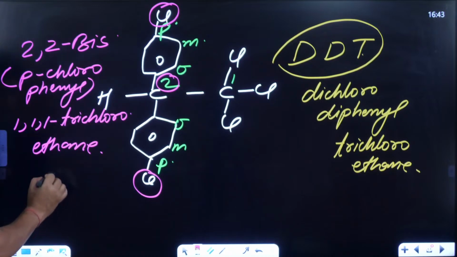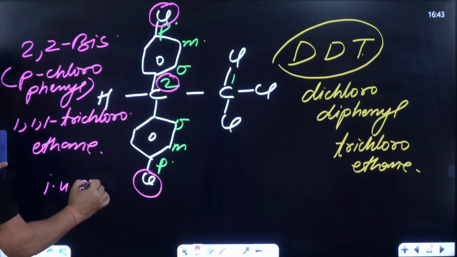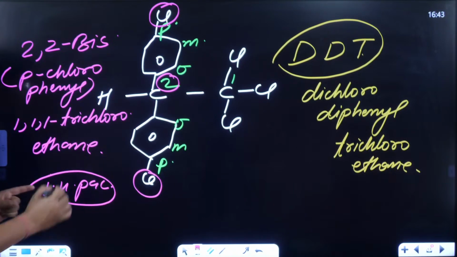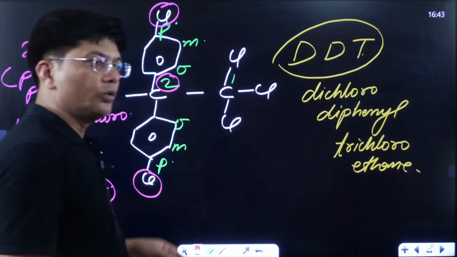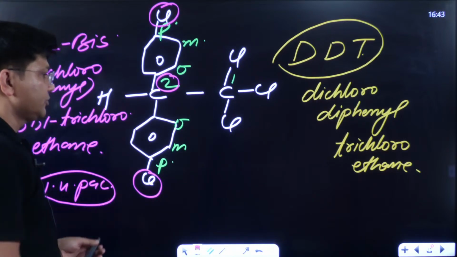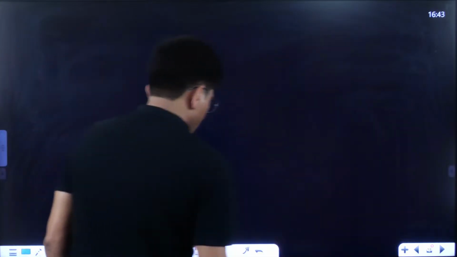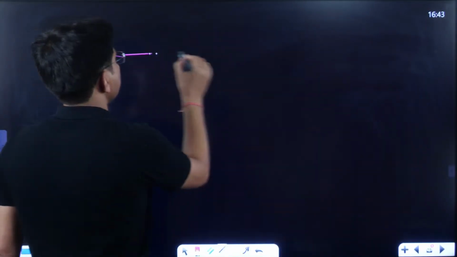This is the IUPAC name of DDT. If everyone is able to understand, do let me know in the chat section. Yes, you got it. Now I'm going to move towards alkene. Now see to it, I'm going to deal with alkene, kids. Alkene.